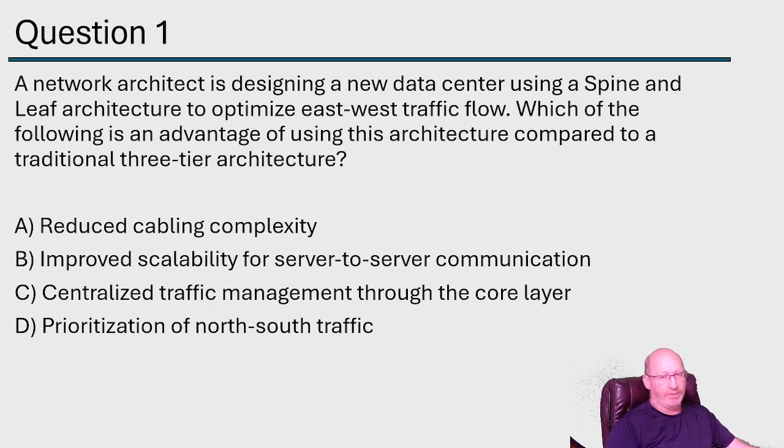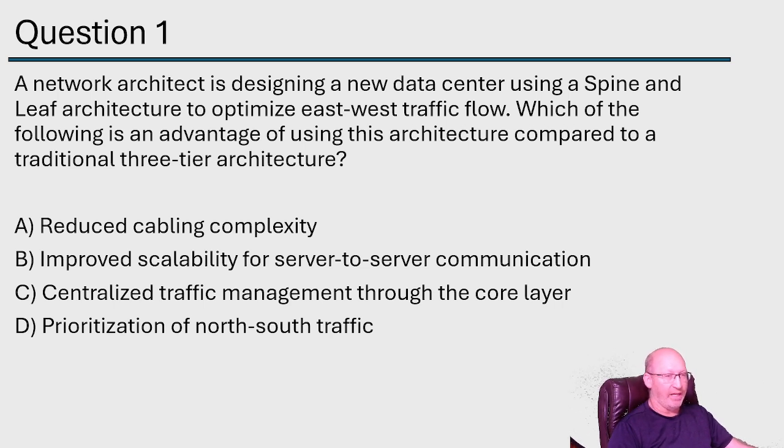If you think about it, east-west traffic is within your data center. North-south traffic is between the client or the external network, right? So a spine and leaf is designed to optimize the traffic that's internal to the network. What we're trying to utilize here is high bandwidth, low latency within the internal network. That is our goal. That's where we need to start. Which of the following is an advantage of using this architecture compared to a 3-tier architecture? We have to understand that aspect as well.